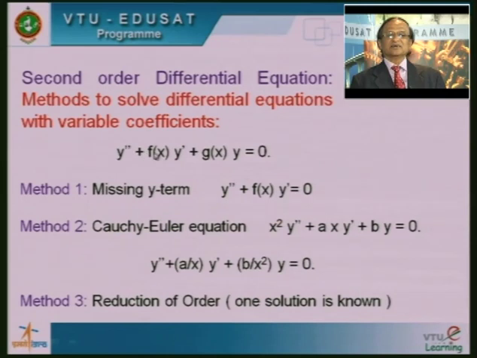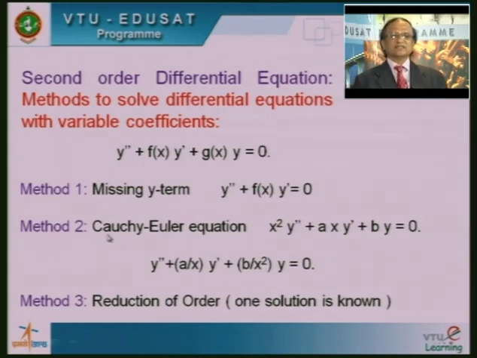It means the given equation may be in this form. Sometimes they may give an equation like this: y double prime plus a function of x into y single prime is equal to 0. You observe that the last term is missing. If the given equation is in this form, we call it a missing y term, and we can find the solution of this equation. So, this is one method to obtain the solution of a linear differential equation with variable coefficients.